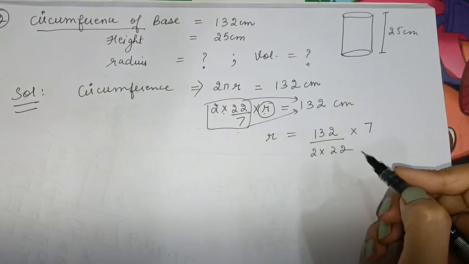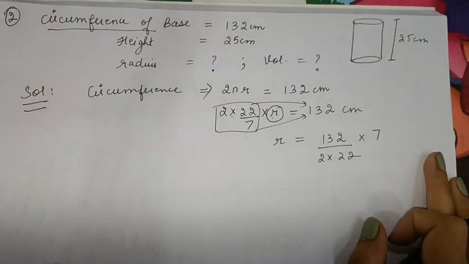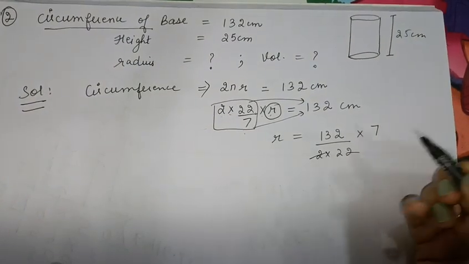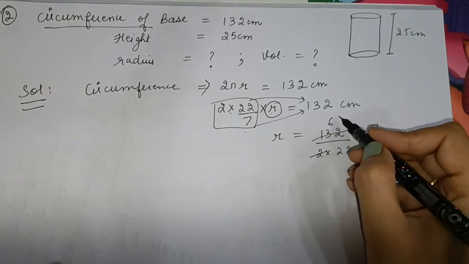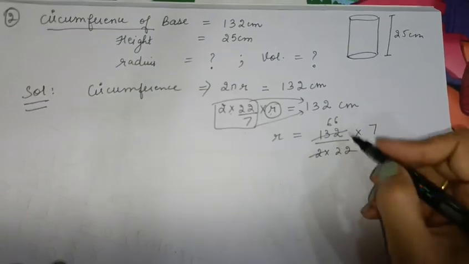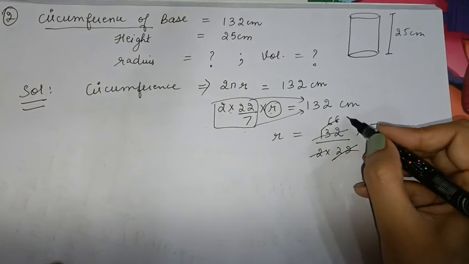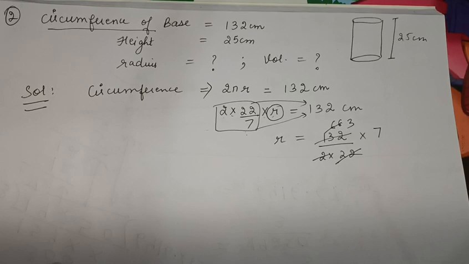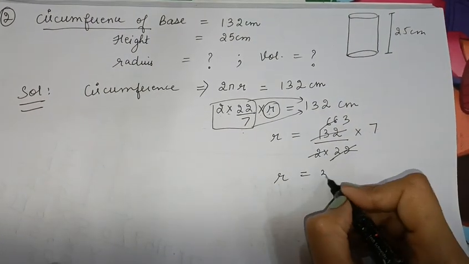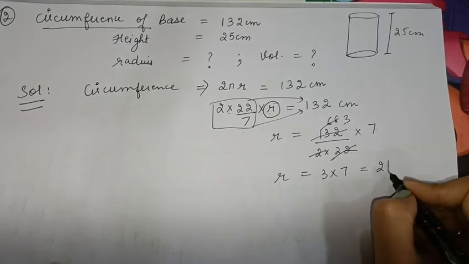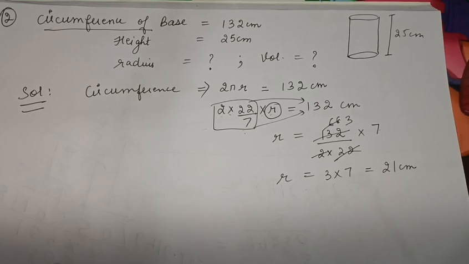If any cancellation can be done, try to do it here only. So 2's table we can do. 2 into 6 is 12. Again 2 into 66 is 132. 22 we can directly do. 22 into 3 is 66. So r's value we have found, 3 into 7, which is equal to 21 centimeter. So we have found the value of r.